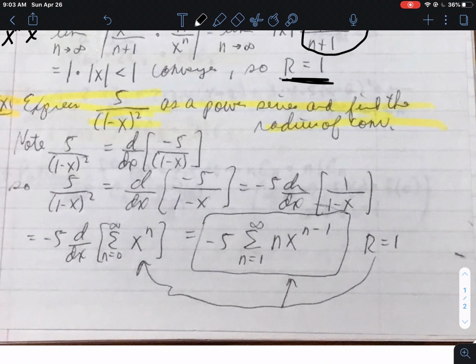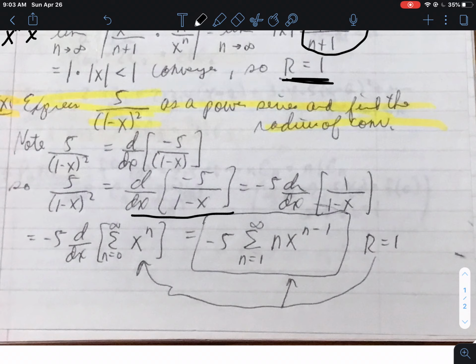But here you'd have to recognize that, hey, obviously 5 over 1 minus x squared is the derivative of negative 5 over 1 minus x. We all could recognize that easily enough, right? No. But with that said, since 5 over 1 minus x squared is the derivative of negative 5 over 1 minus x, that's what I'm going to start with. Let's start with the derivative of negative 5 over 1 minus x.